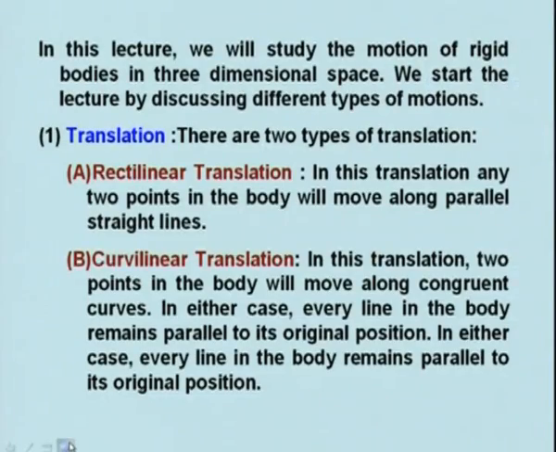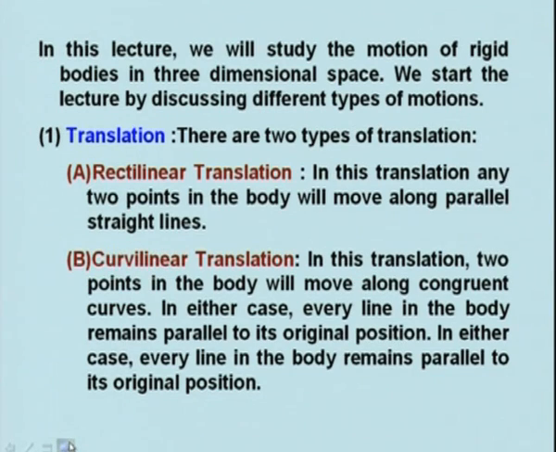So if I start from 3D kinematics, in this we first study the motion of rigid bodies in three-dimensional space. Now we start the lecture by discussing different types of motions again, which we have already discussed previously, but mostly we gave examples from 2D space. Now we will give examples from 3D. So there are basically different types of motions. One is translation. In translation, there are two types of translations.